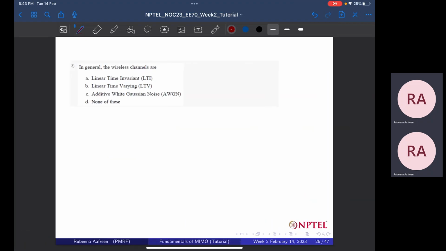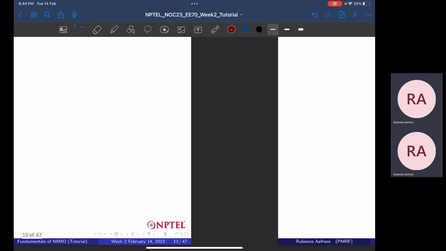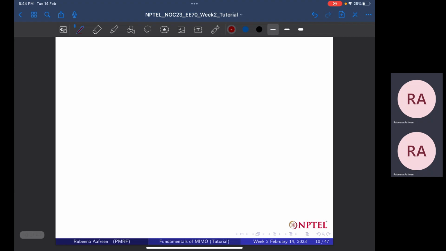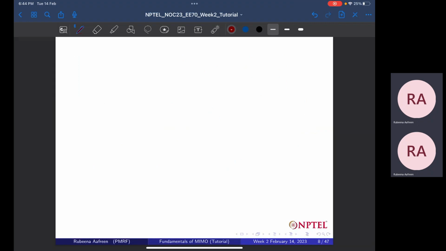Now before going to the diversity, I would like to discuss something about path loss. So what happens is that suppose we have these propagation models.